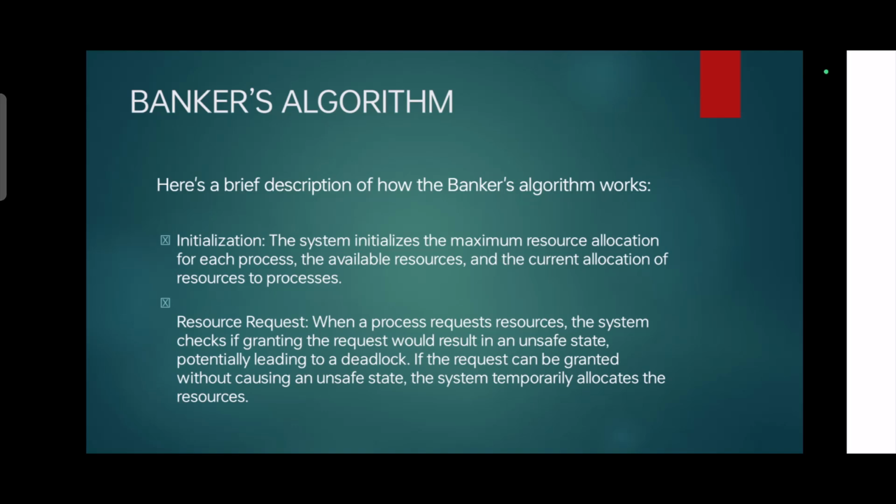First is initialization. The system initializes the maximum resource allocation for each process, the available resources and the current allocation of resources to processes. Next is resource request. When a process requests resources, the system checks if granting the request would result in an unsafe state, potentially leading to a deadlock. If the request can be granted without causing an unsafe state, the system temporarily allocates the resource.